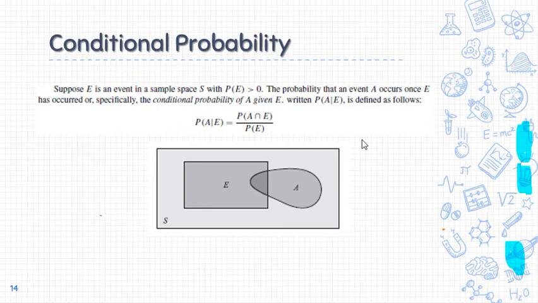So it is written in this form. So it is read as the probability of A given E. So it is defined using this one. So the probability of A, meaning the probability of an event A occurring, given that the event E occurred, is equivalent to this. Unsay pasabot ani? For example, unsay probability nga nagdala ka og umbrella given nga wala ni ulan.